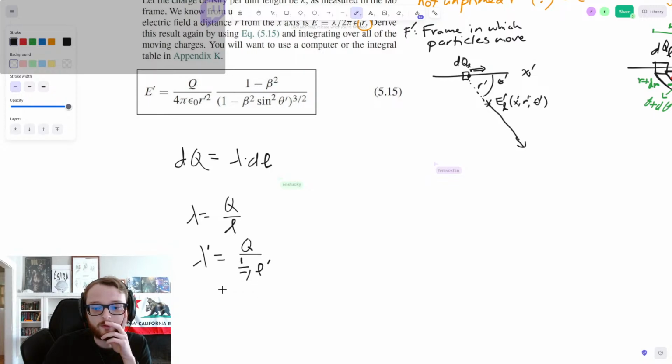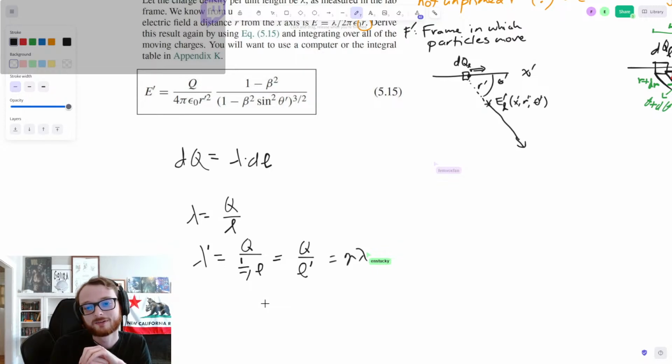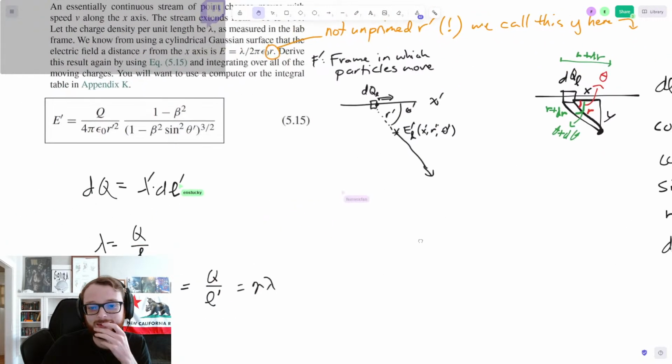L prime. No, just that. But we'd say 1 over gamma L is equal to L prime. Right, and so I want to take this to be lambda prime, or excuse me, no prime, lambda. Okay. See, I think we could do that then. And the gammas cancel.